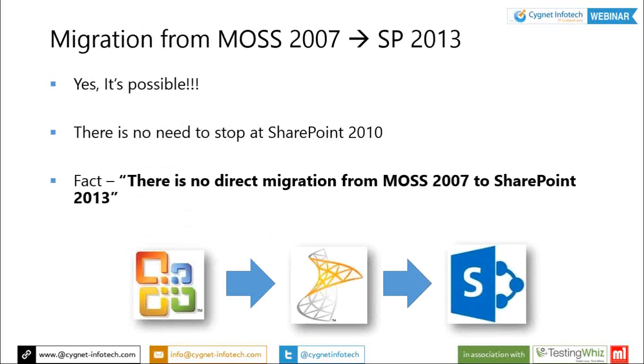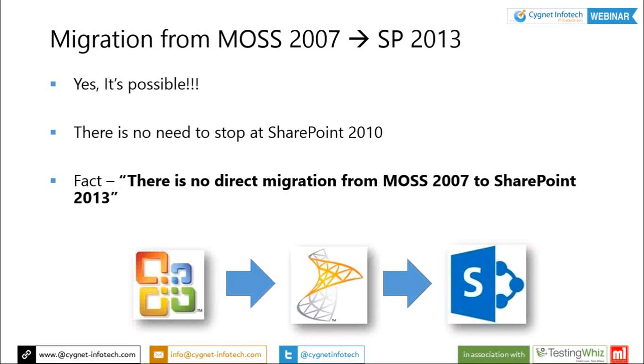Now, a bonus thing is available here: the migration from MOSS 2007 to SharePoint 2013. Of course it is possible, because many of our clients have a MOSS 2007 environment and would like to take the leverage of SharePoint 2013, because earlier they have not migrated to SharePoint 2010. So you do not need to stop at 2010. You can still go with SharePoint 2013 despite having MOSS 2007, because SharePoint 2013 supports two different modes, so you just need to go with two cycles of migration.